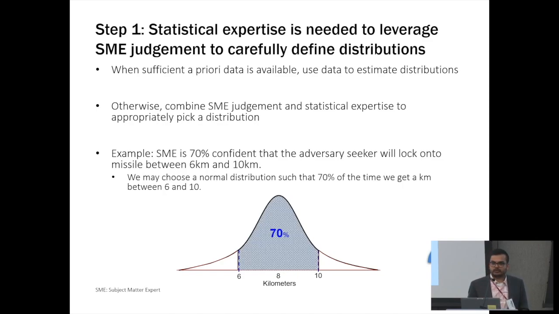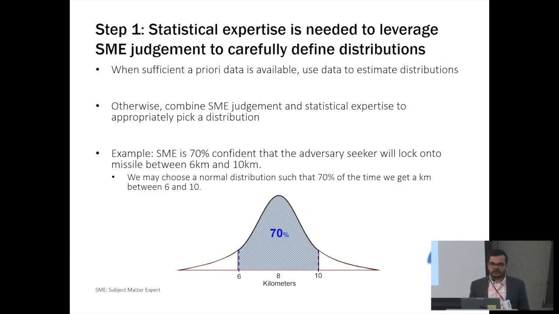Here I've used a normal. So 70% of the mass is between 6 and 10. But as you can see here, 8 is more likely than 6 or 10. However, your SME might tell you, actually, I think it's pretty flat. It could be 6 or 10 or 8 or 7, equally likely. Then you'd use a uniform distribution. If they tell you, we're pretty sure it's around the 10 range, not so much the 6 range, you skew your distribution a little bit.